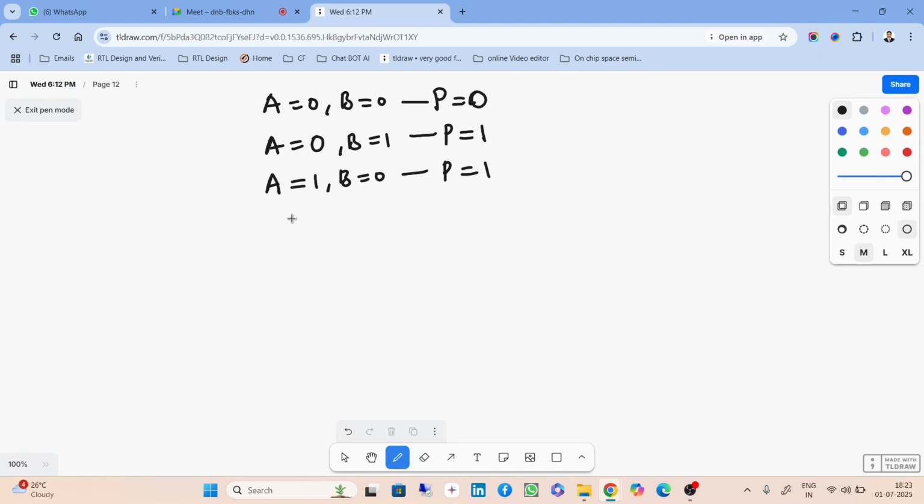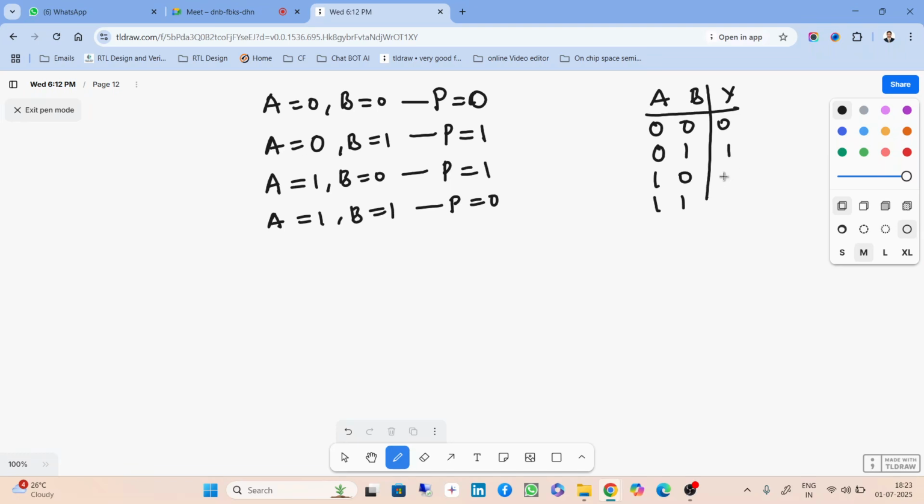And here A equal to 1 and B equal to 1, in this case propagation equal to 0. What is the truth table for an XOR gate? 0 1 1 0. So it is the same as the XOR gate: 00, 01, 10, 11 gives 0 1 1 0. From this you can say that propagate equal to A XOR B. Clear? You just note it down.